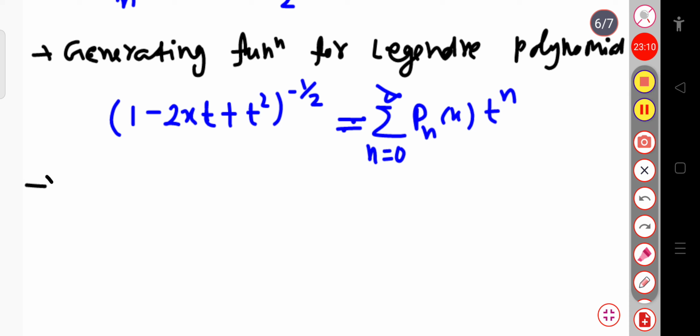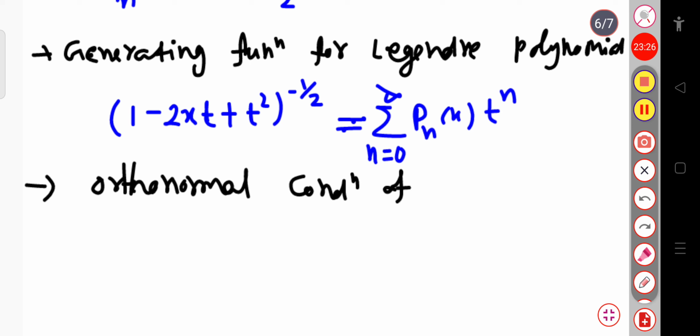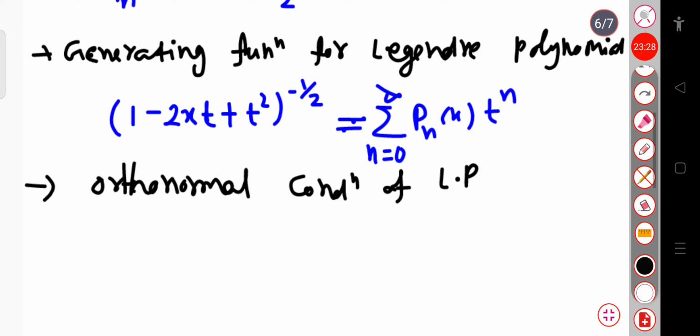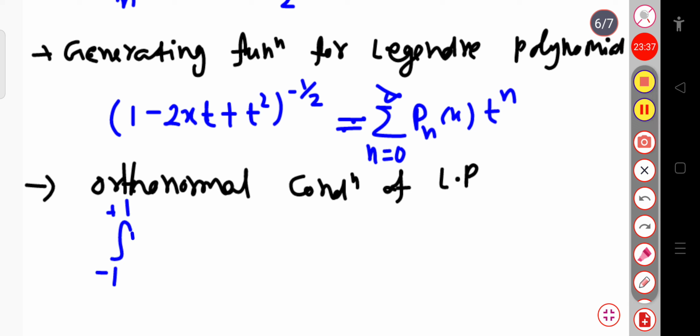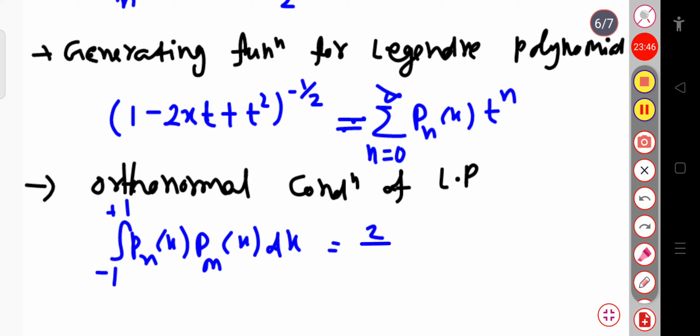And now we will write the orthonormal condition for the Legendre polynomial. Here we can write the integration from minus 1 to plus 1 of Pn of x into Pm of x into dx, and its value is equal to 2 by 2n plus 1 into delta mn. These are important things, just try to remember these.